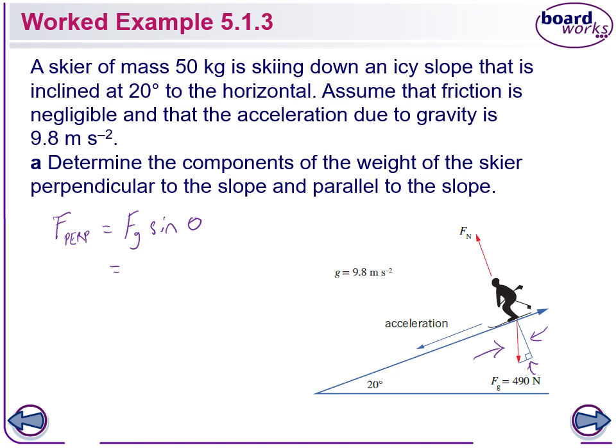Okay, Fg, we should know how to calculate this. We've got a 50 kilogram skier and an acceleration of 9.8 meters per second. So 50 multiplied by 9.8, what's that, 490? Cool. Times sine 20, so 490 times sine 20 is equal to 167.59. Okay, so our force perpendicular to the slope is 167.59 newtons.